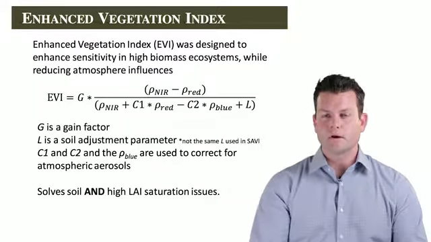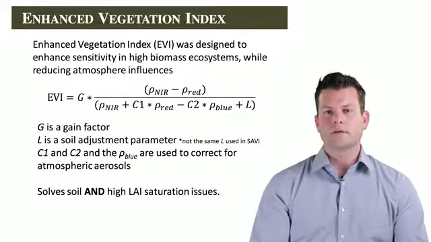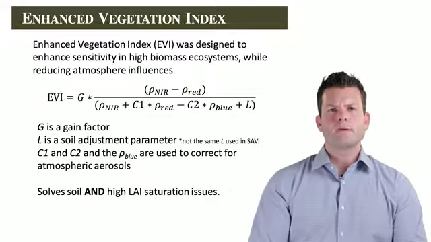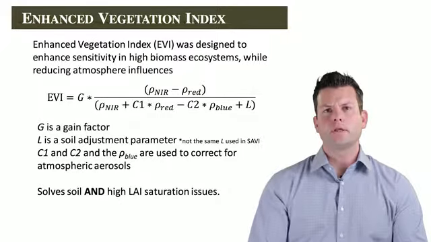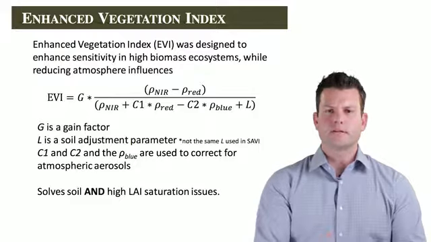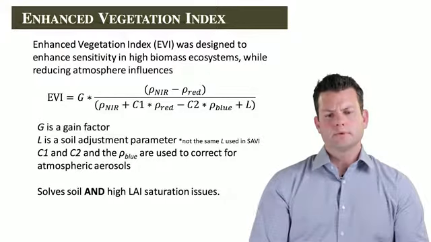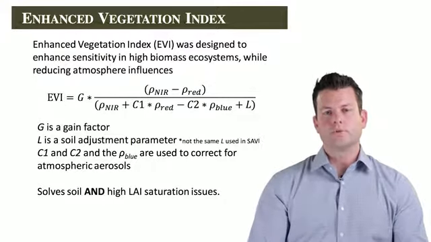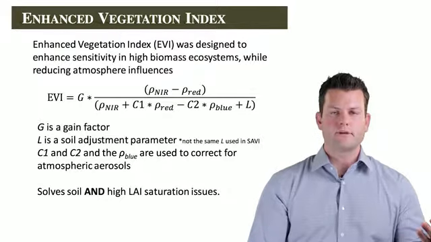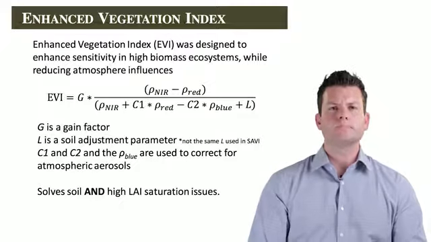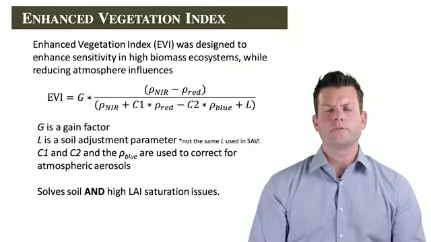And sometimes the aerosols in the atmosphere can affect the reflectances in the red and the near-infrared regions and cause spurious observations. The other thing that's wrapped in here as well is a reduction in sensitivity of the index to soil. And so the EVI is, you can think of it as a solution to both extremes, the sensitivity of NDVI to soil as well as the lack of sensitivity to high LAI. So it solves both these issues.